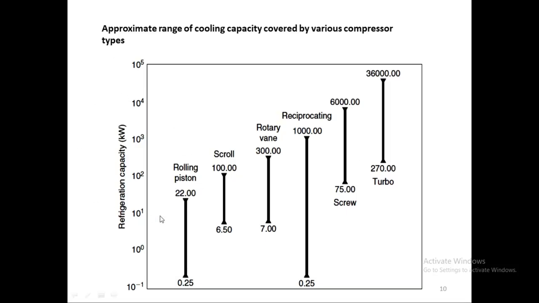So this is the approximate range of cooling capacity covered by various compressor types. If you know what refrigeration capacity you require, then accordingly you can select your compressor, whether it will be a rolling piston type, a scroll type, a rotary vane type, a reciprocating type, a turbo type or a screw type. So based on your required refrigeration capacity, you can select the compressor by this diagram.